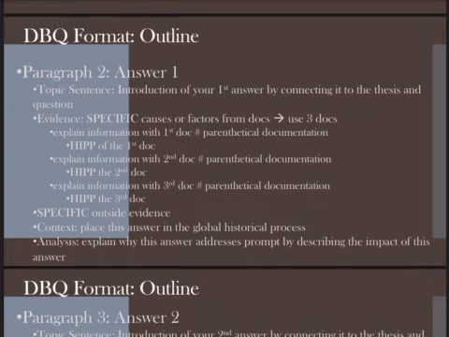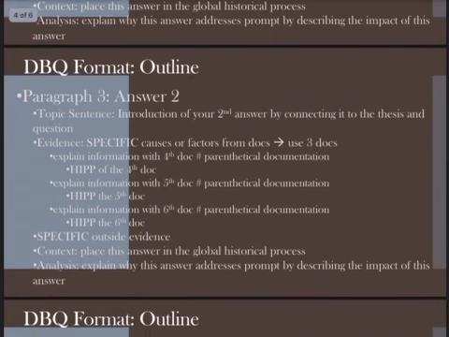After context, you have analysis. This is where you explain why this answer addresses the prompt by describing the impact of your answer. So a successful body paragraph introduces an answer with a topic sentence, proves an answer with evidence, places it within the situation and the process of what we're learning about, and then you explain with your analysis why it's an answer or how it's an answer. And that's very important. You can't leave that part out because it's part of your argument development.